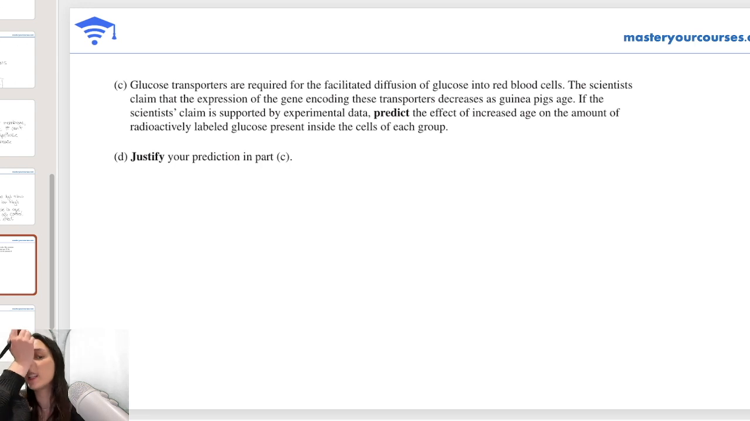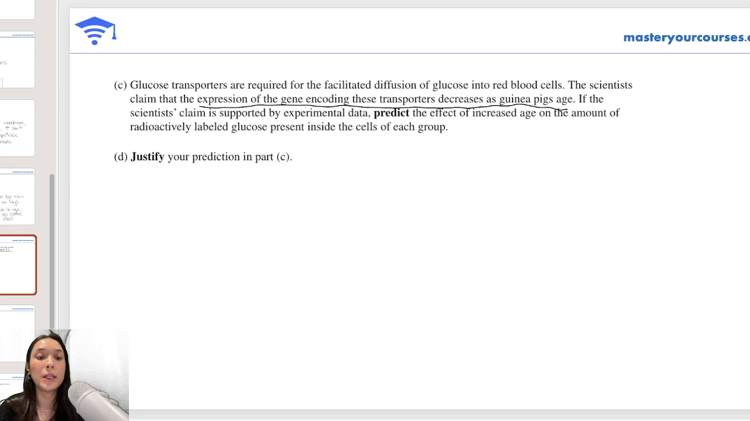Now for C and D, it says glucose transporters are required for facilitated diffusion of glucose into red blood cells. The scientists claim that the expression of the gene encoding these transporters decreases as guinea pigs age. If the scientists' claim is supported by experimental data, predict the effect of increased age on the amount of radioactively labeled glucose present inside the cells of each group, and then justify your prediction. Okay, so you have your red blood cells and it's facilitated diffusion, which means that they just have to go through the transporters. Now, scientists claim that the expression of genes encoding these transporters decreases with age. This is the key.